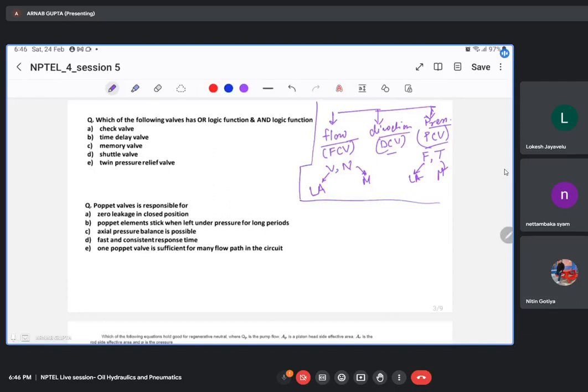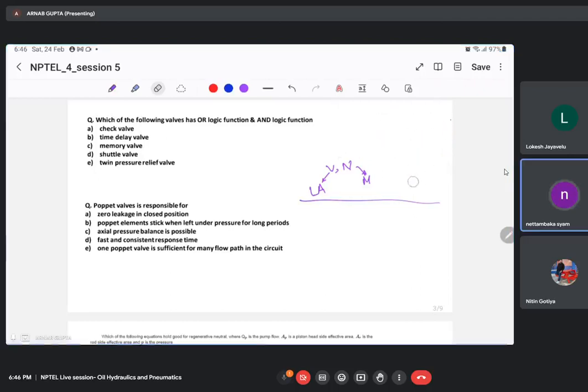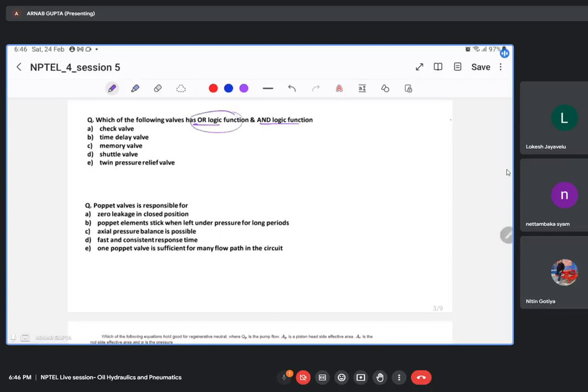Now, this is just an overview that I gave before coming to the questions related to valves. So, what is the first question? Which of the following valves has OR logic function and AND logic function? Actually, these are two separate questions. Check valve, time delay valve, memory valve, shuttle valve, twin pressure relief valve. Can anyone answer which can be used for realizing the OR logic?